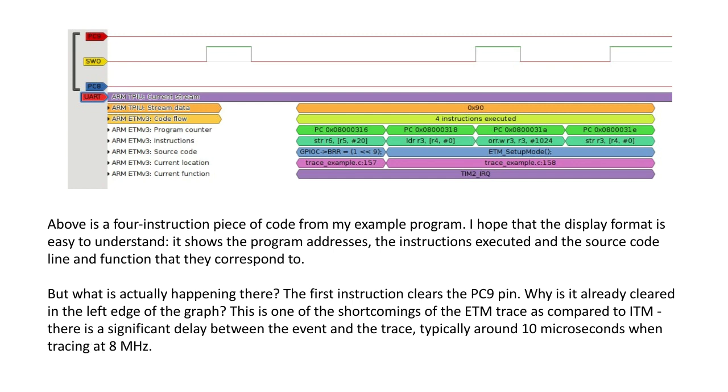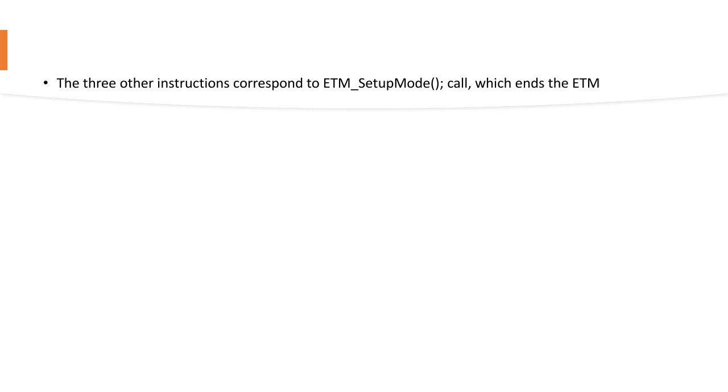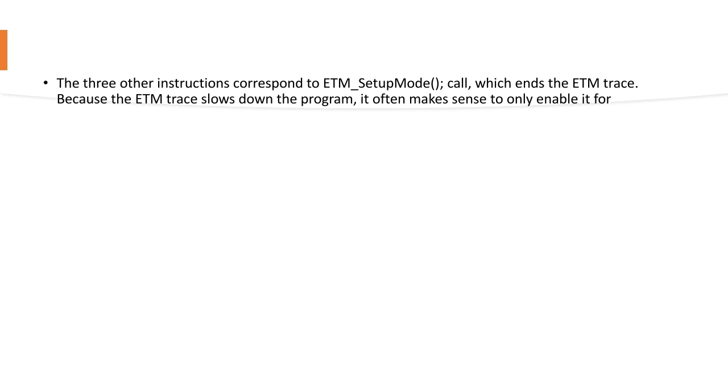See, the 3 other instructions correspond to the ETM_setup_mode function call, which ends at the ETM trace, but the ETM trace slows down the program. It often makes sense to only enable it for specific parts of the code. This can be done by configuring code memory addresses in the ETM, but often it is just easier to insert function calls into the code.